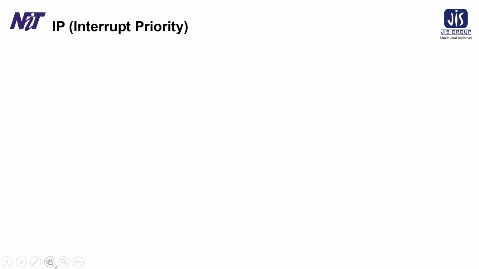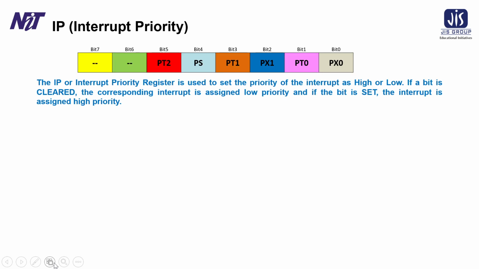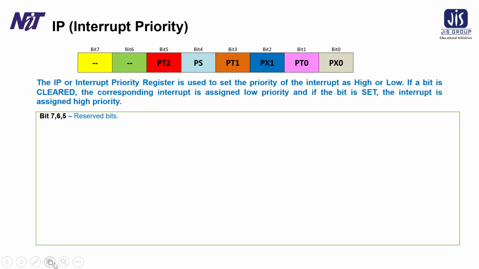IP stands for interrupt priority. The IP, interrupt priority register, is used to set the priority of the interrupts from high to low. If a bit is cleared, the corresponding interrupt is assigned low priority, and if the bit is set, the interrupt is assigned high priority. Bits 7 and 6 are reserved, bit 5 is also reserved, bit 4 is PS, the serial interrupt priority bit: 1 assigns high priority to the serial interrupt, 0 assigns low priority to the serial interrupt.